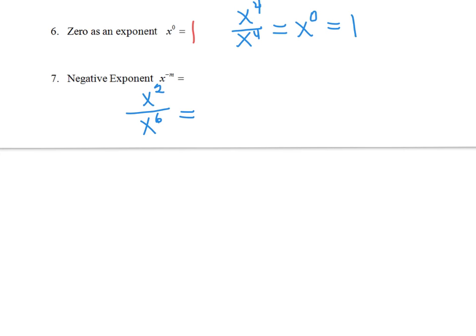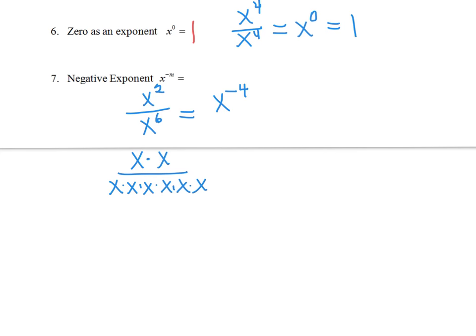So if we use our division rule, we subtract the exponents. 2 minus 6 gives me a negative 4. But if you think about this, it means exactly the same thing as x times x in the numerator and x multiplied by itself 6 times in the denominator.